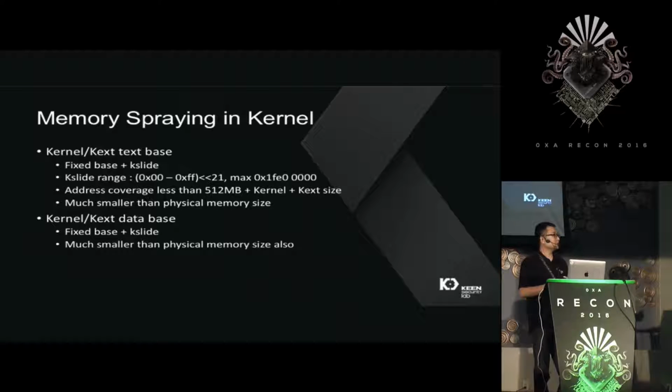After we researched the addresses, we found that first, the kernel and the KEXT text base is very dependent on the KASLR slide. So its load address is a very fixed base plus the slide, which is less than 512 MB. So this range is much smaller than the current physical memory size. And the kernel data base is very likely similar to the text base.